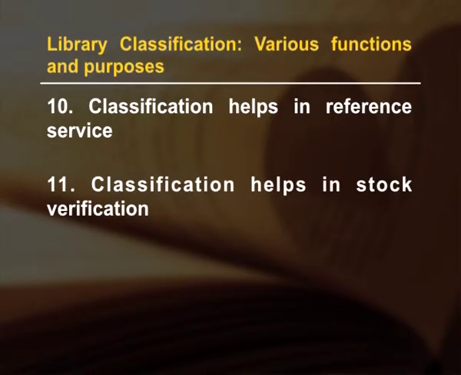Eleventh, classification helps in stock verification. Verification of stock can be done using the shelf list or shelf register, which is arranged in classified order. Since the books are also arranged on shelves in the classified sequence, stock verification can be done very easily.